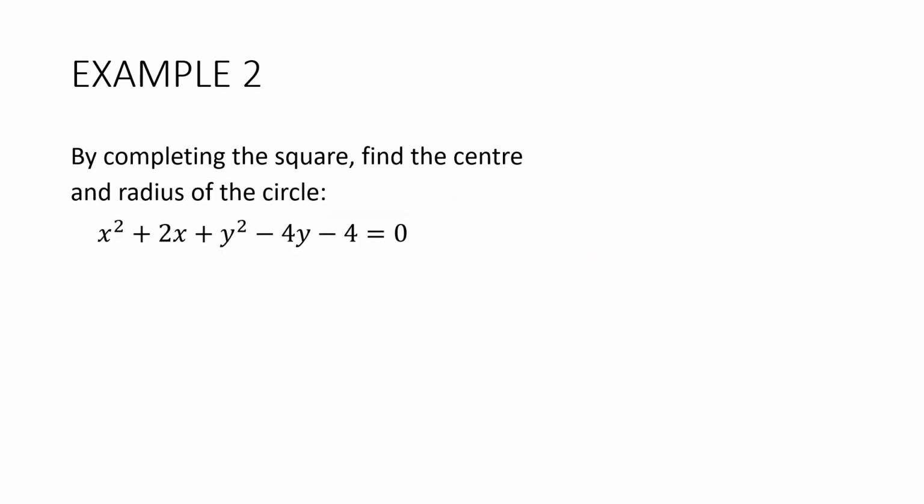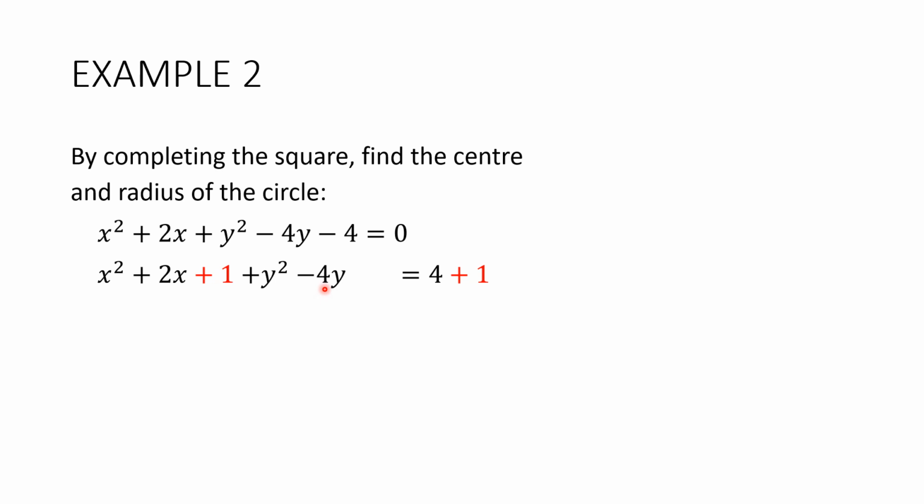Example 2. By completing the square, find the center and radius of the circle x squared plus 2x plus y squared minus 4y minus 4 equals 0. Let's start by rearranging things a bit, just to create some gaps. I've taken this minus 4 over the other side. Let's complete the square here. Find the term in x. The coefficient is 2. Halve it, square it. Half of 2 is 1, squared is 1. Whatever I do to one side, I do to the other.